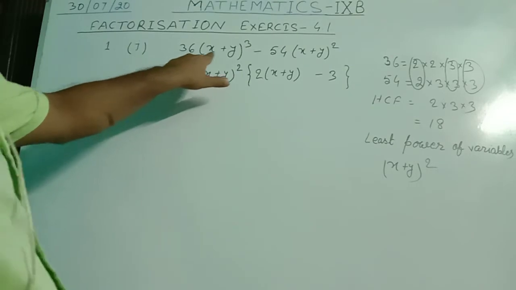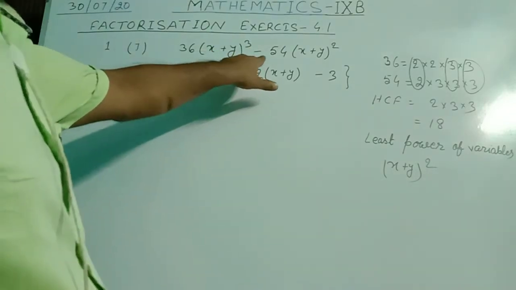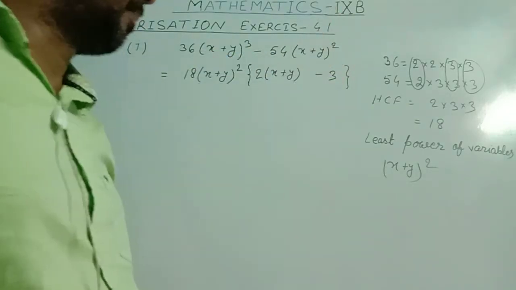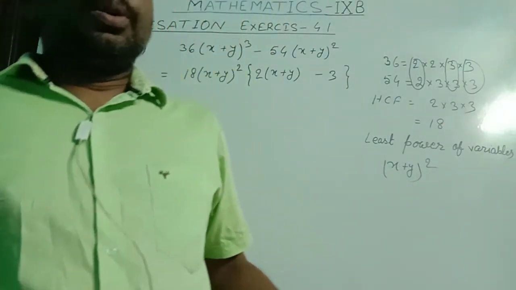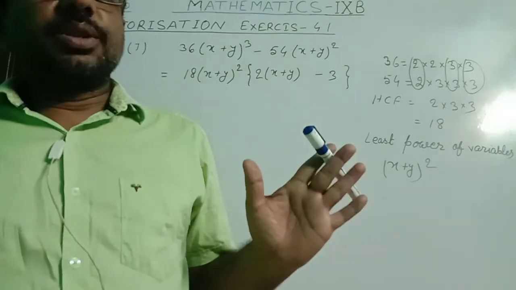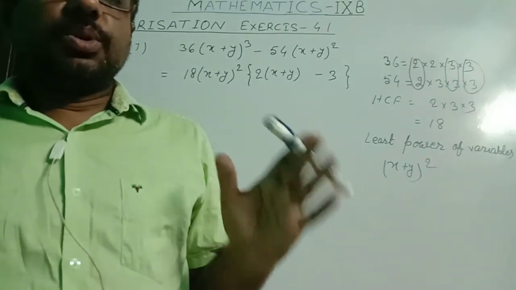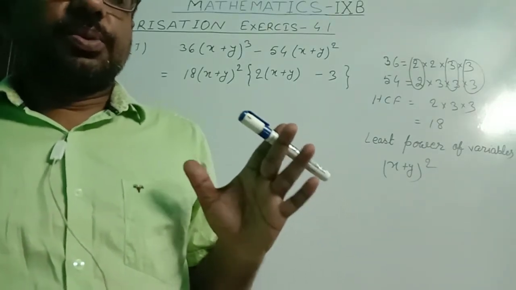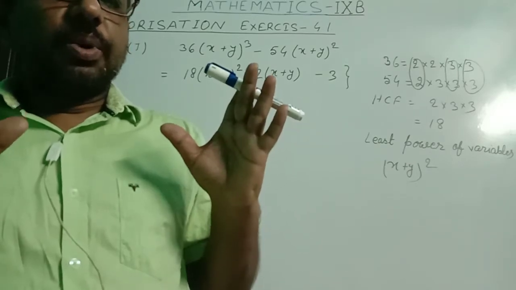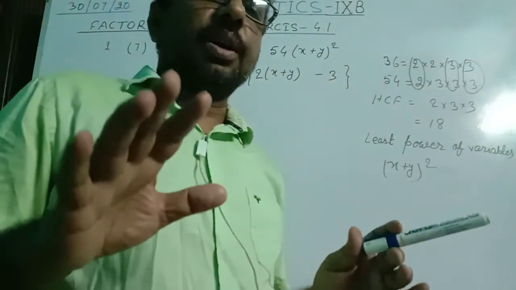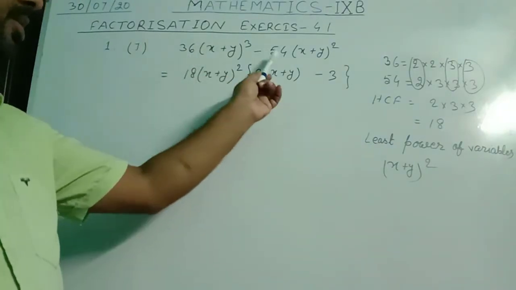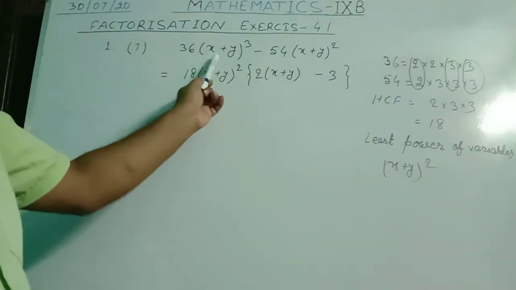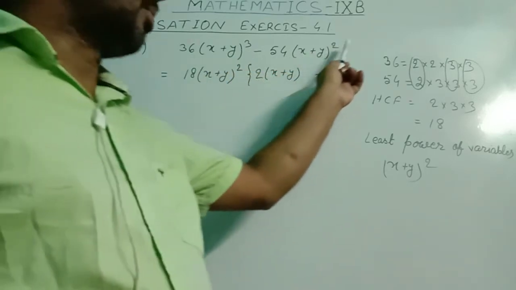In this period of mathematics we are solving exercise 4.1, that is factorization, and today we will start from 1J. The question is 36(x+y)^3 minus 54(x+y)^2. As I have instructed you, classify this given expression into two terms: first the constant term, second the variable. Here the constant terms are 36 and 54 and the variables are (x+y)^3 and (x+y)^2.